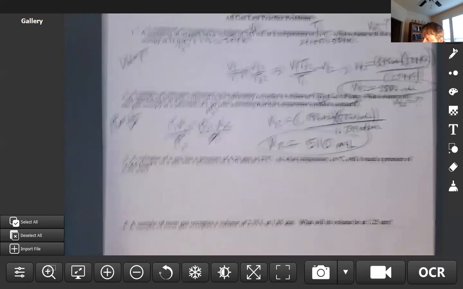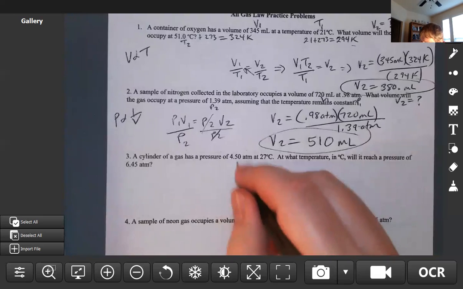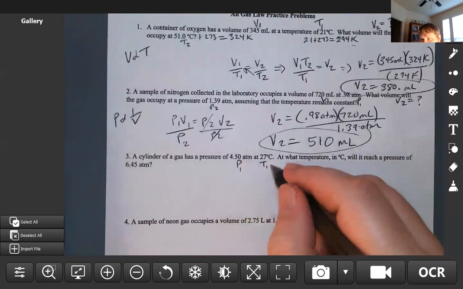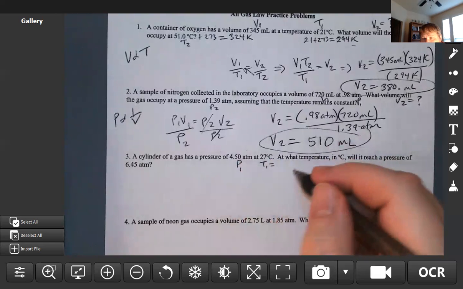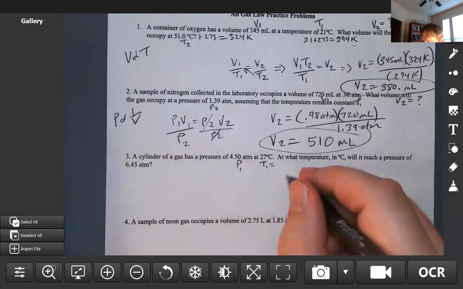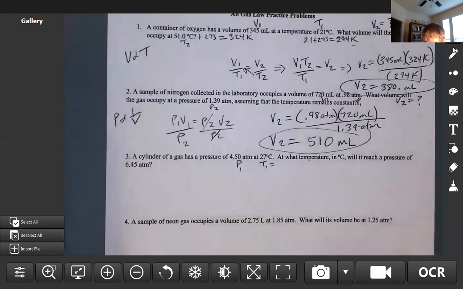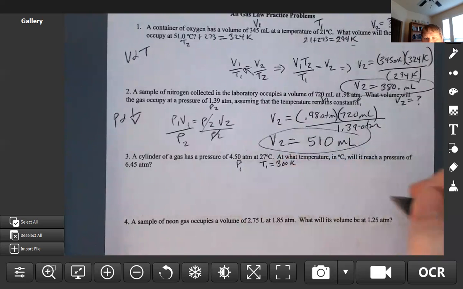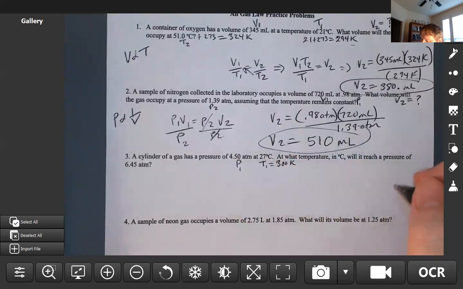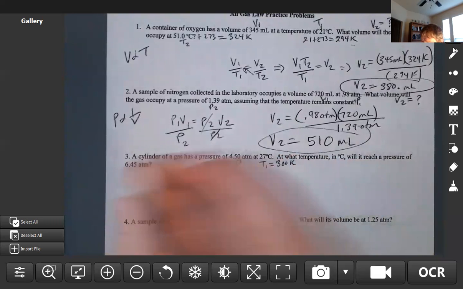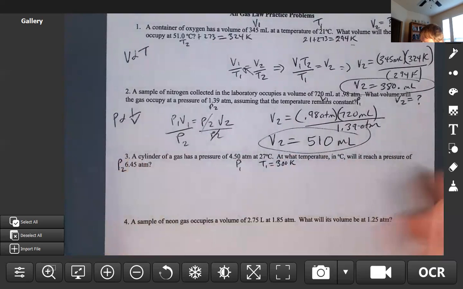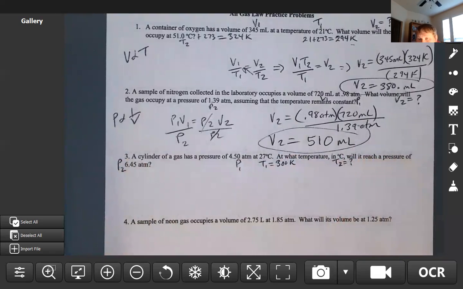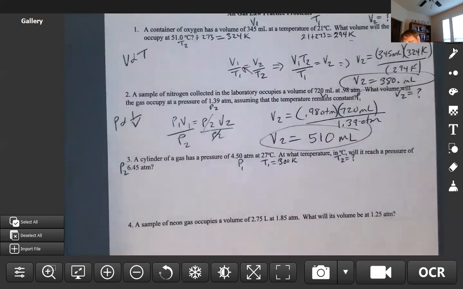All right, our third problem looks like it's dealing with pressure and temperature again, but it is in Celsius. So we're going to add 273 to that. It gives me 300 Kelvin. And then we're given another pressure. So that's going to be my P2. At what temperature? So for this problem, we're looking for temperature 2 in Celsius. So watch what has to happen here.